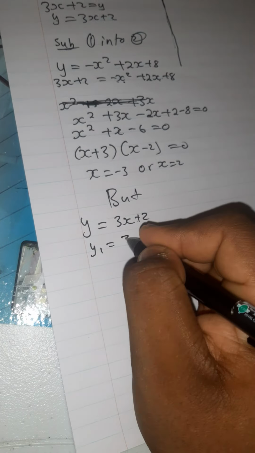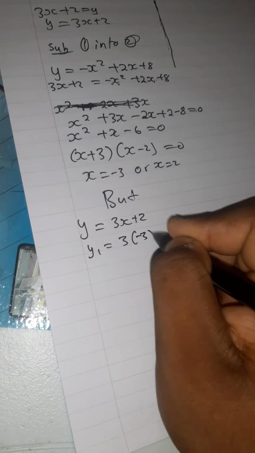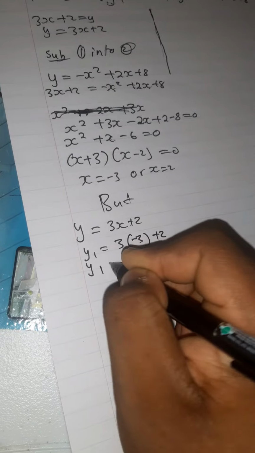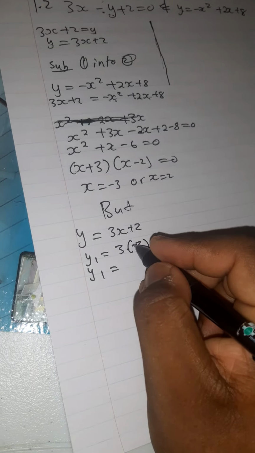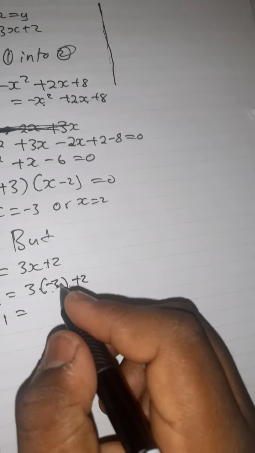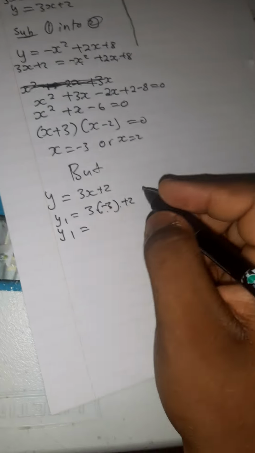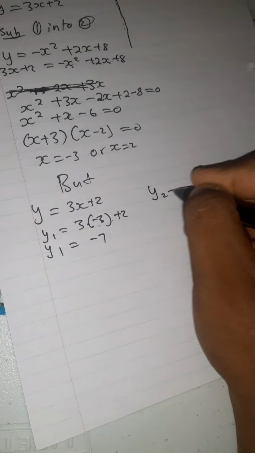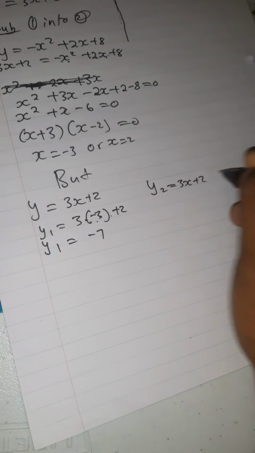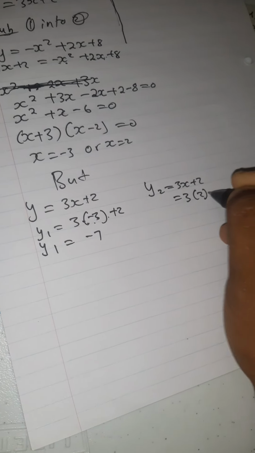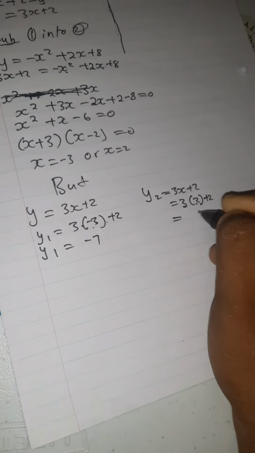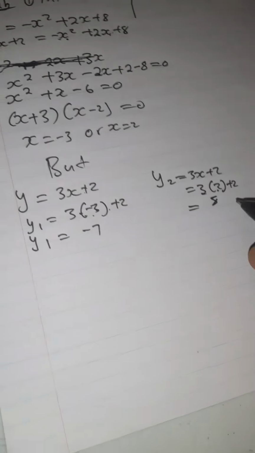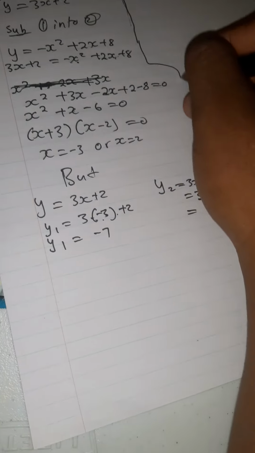y1 = 3(-3) + 2. So y1 = 3 times -3, which is -9, plus 2 is -7. Then y2 = 3x + 2, so 3 times 2 is 6, 6 plus 2 is 8. Then I'm done. Let me show you that other way.